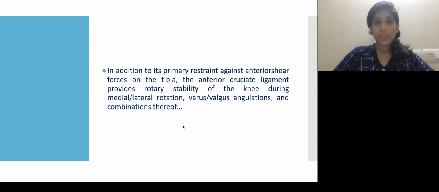In addition to its primary role of resisting excessive anterior translation, it also helps to provide medial and lateral rotational stability. So we can say valgus and varus angulation control, and medial and lateral rotation control will also be provided by the ACL.